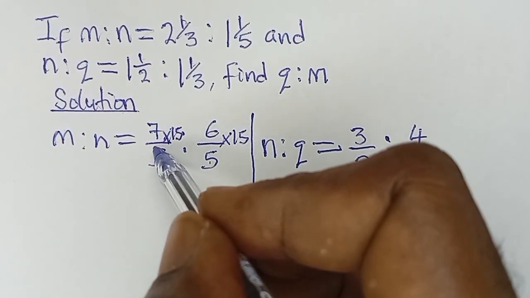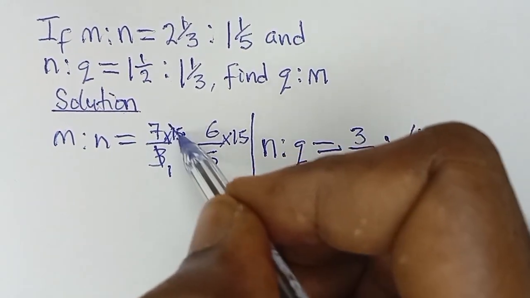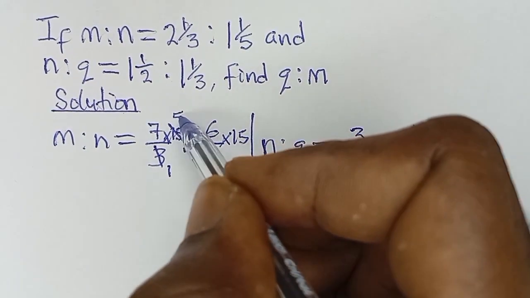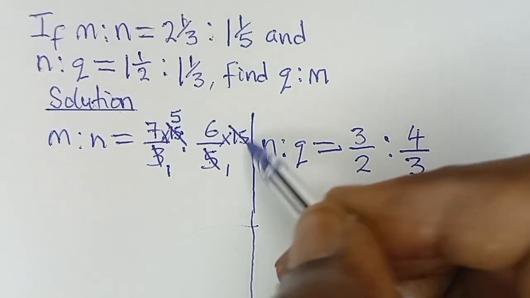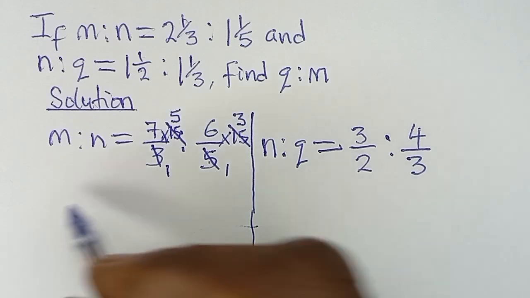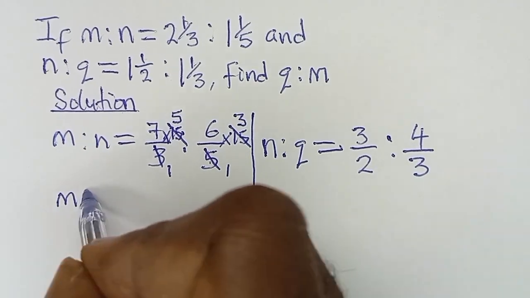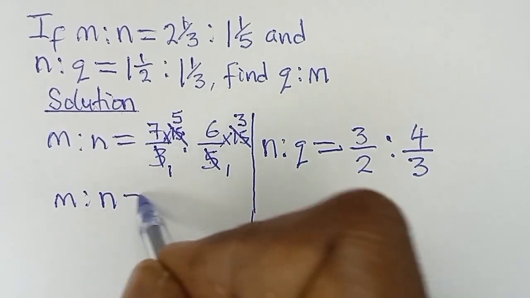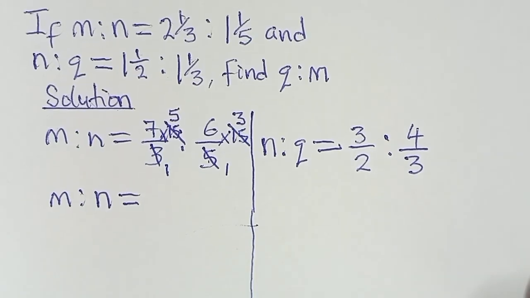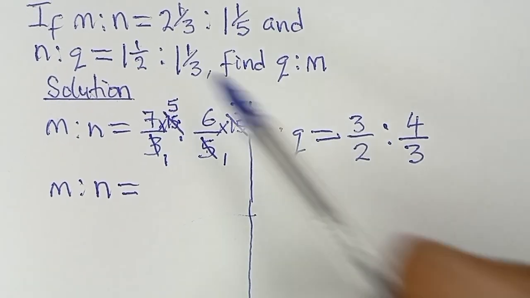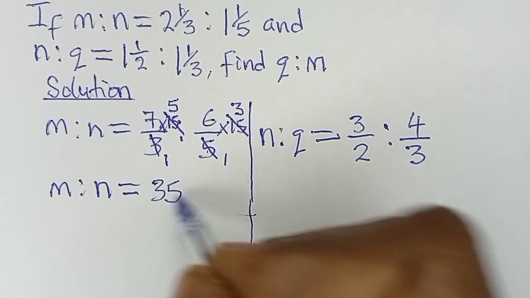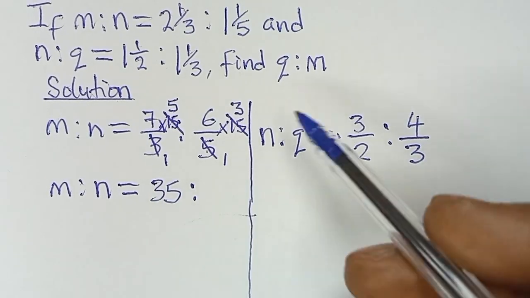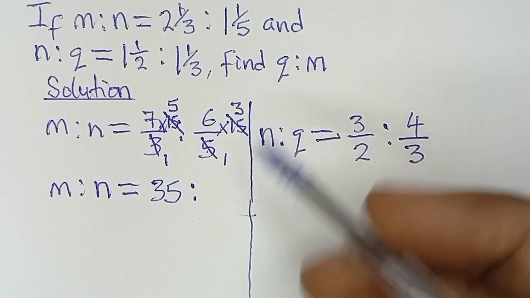So that will give me 3 here, 1. 3 in 15 is 5. And then 5 here, 1. 5 in 15 is 3. So I now have my m ratio n as equal to 7 times 5, that is 35, ratio 6 multiplied by 3, which is 18.